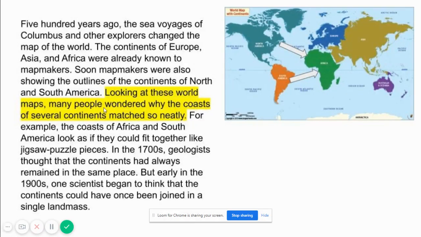For example, the coasts of Africa and South America look as if they fit together like a jigsaw puzzle. In the 1700s, geologists, or people that study the earth, thought that the continents had always remained in the same place. But early in the 1900s, one scientist began to think that the continents could have once been joined in one big single landmass.